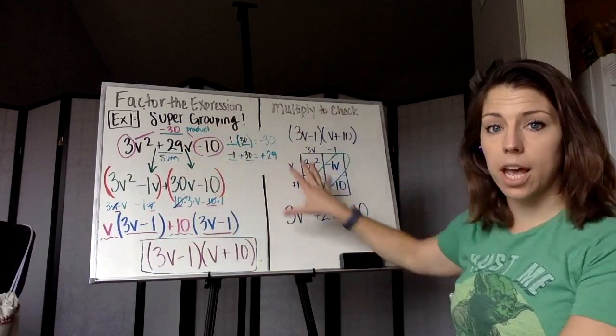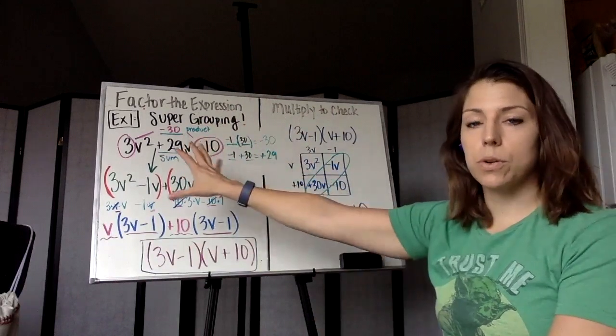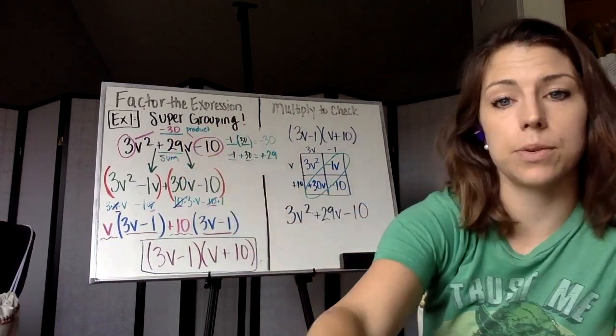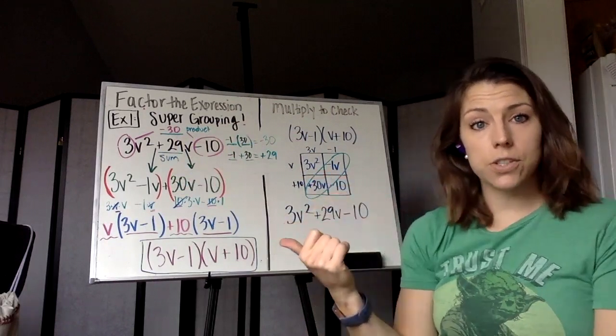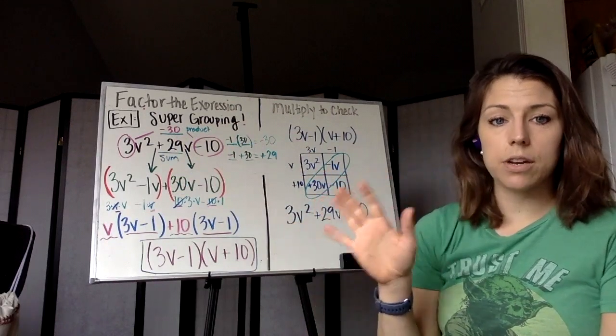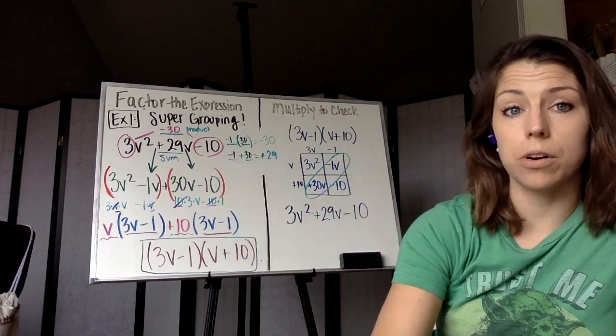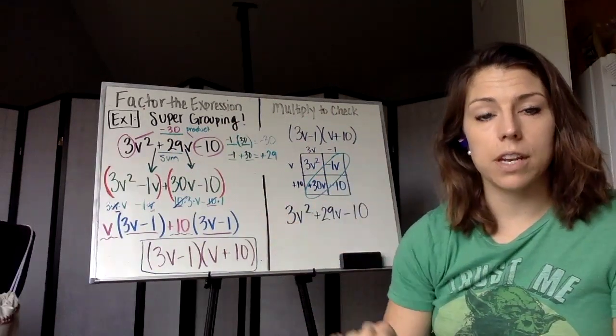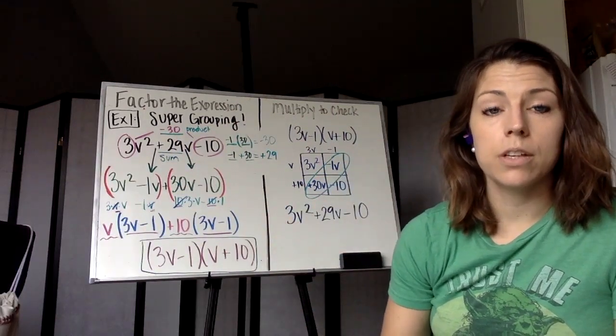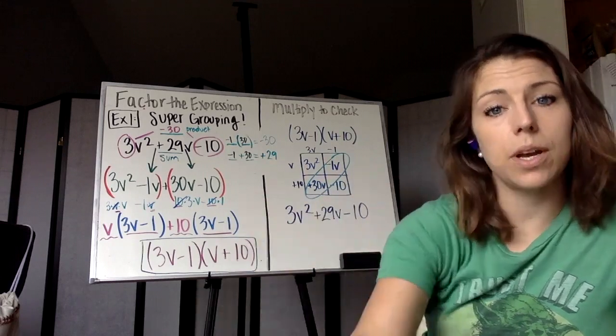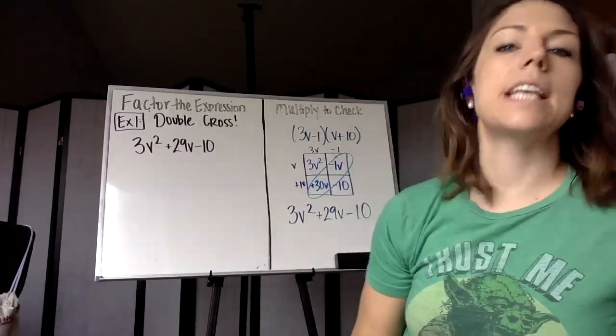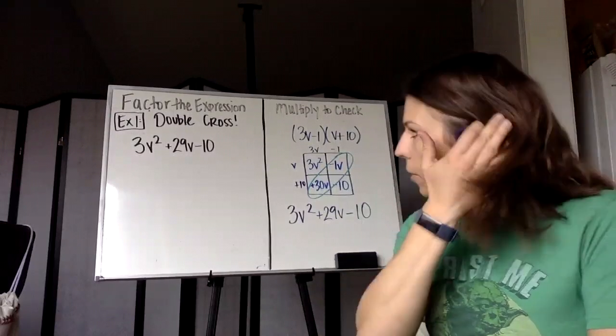So I'm going to keep the check up over here, and I'm just going to erase supergrouping and replace it with double cross. If you only like supergrouping, feel free to pause the video now and try example 2 on your own. Then just fast forward in the video until we get to supergrouping again with example 2 and compare your work. Okay, same example, this time done with double cross.